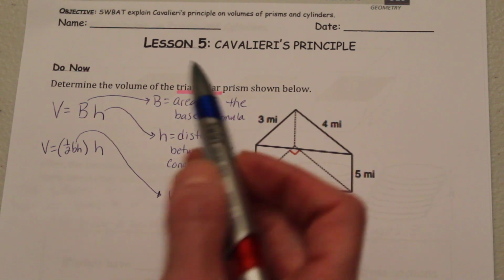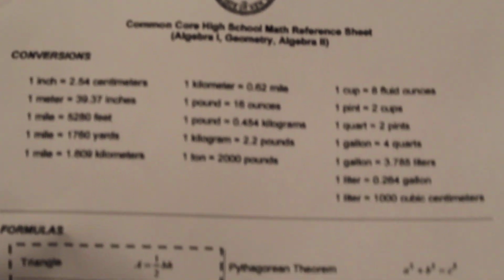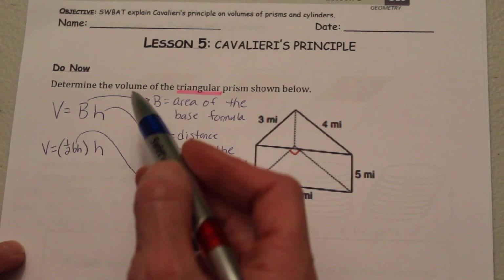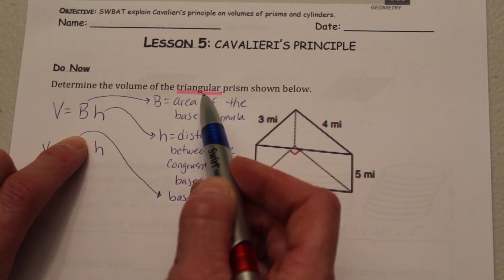So remember, you should always have that reference sheet from the New York State Lesson 1. We attached it, and you just print this out, and that's where I'm going to find all the formulas. So all these volume formulas are right here. All right, so to determine the volume of a triangular prism, prisms are named by their bases. So the base is a triangle shown below.